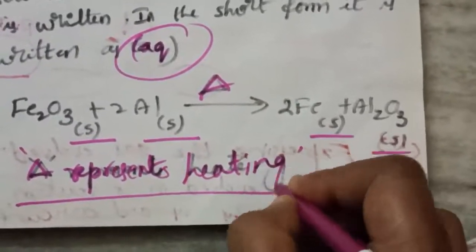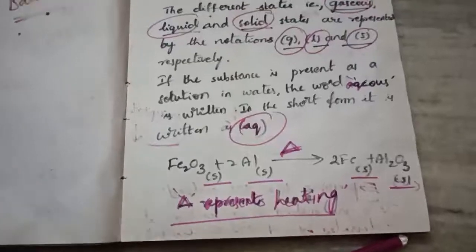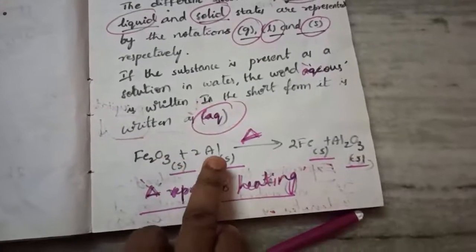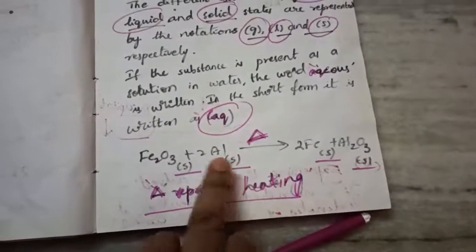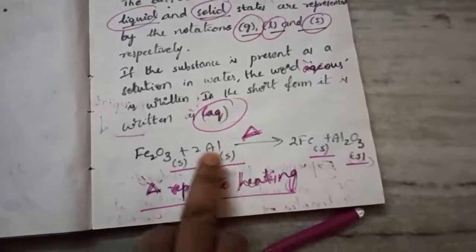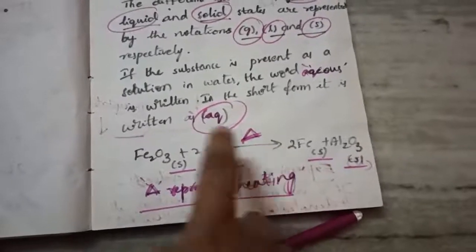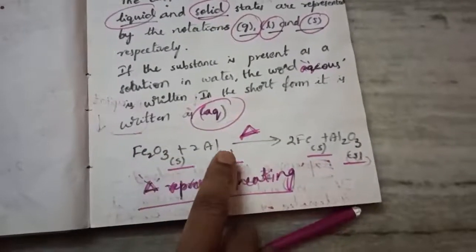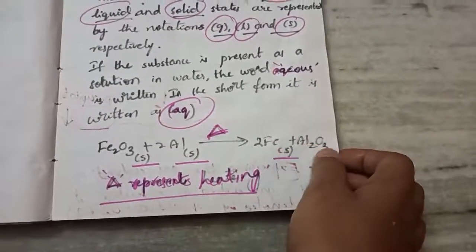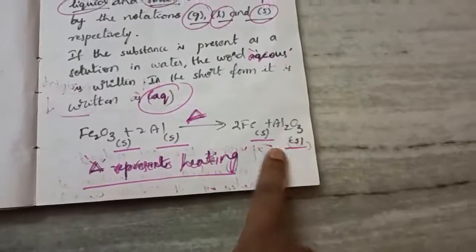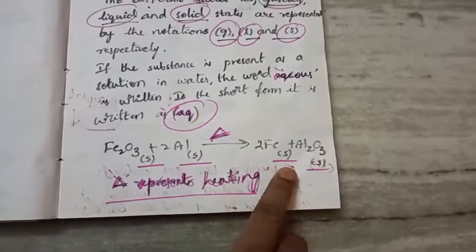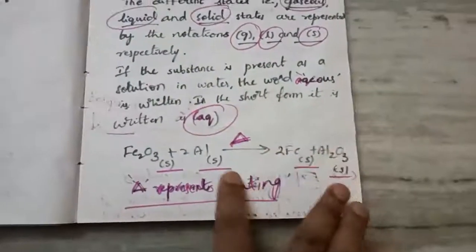Now I am taking this example, children. Iron oxide reacts with aluminium. These two are solid substances, so that's why we are taking solid as subscript. And delta indicates heating. On heating iron oxide and aluminium, we will get iron separately, 2 atoms of iron, then aluminium oxide we got. Like this, all are solid substances, that's why all have s as subscript. So this is one example, children.